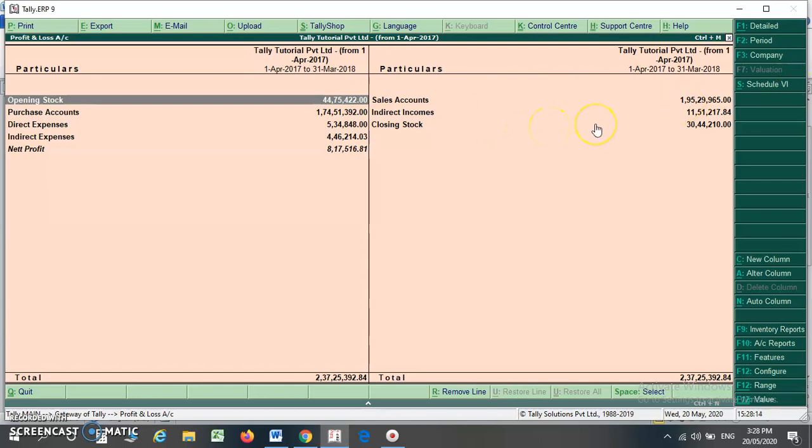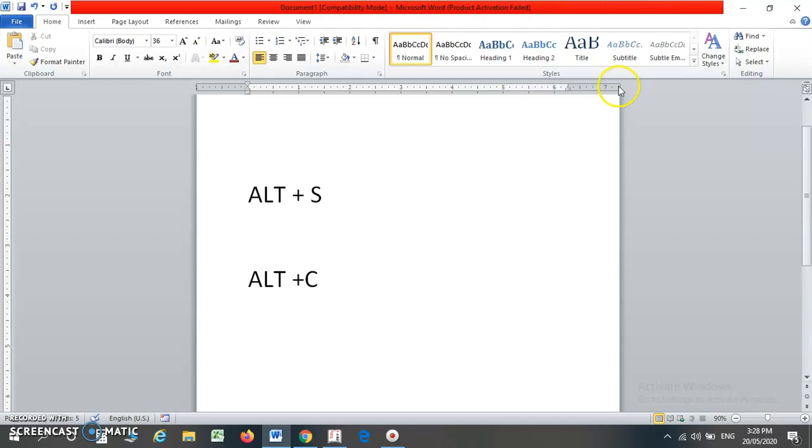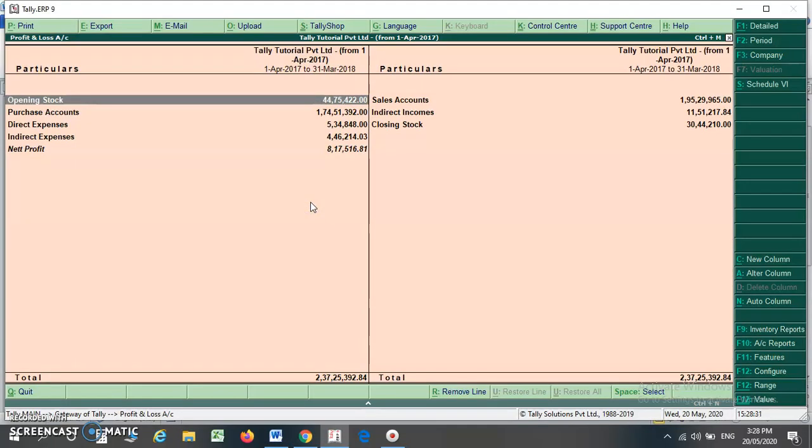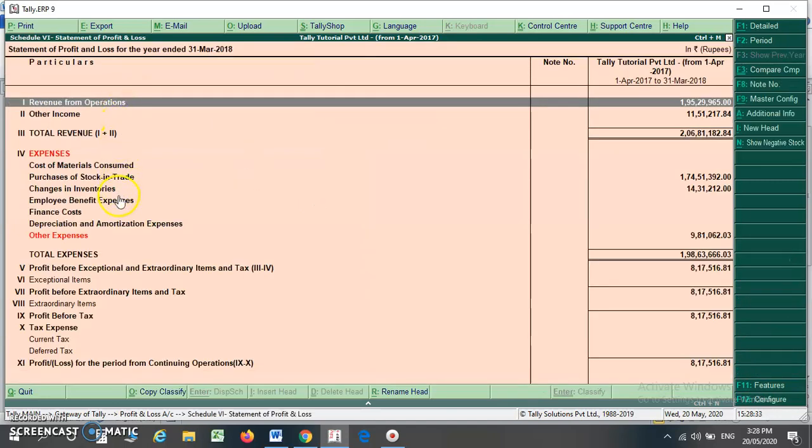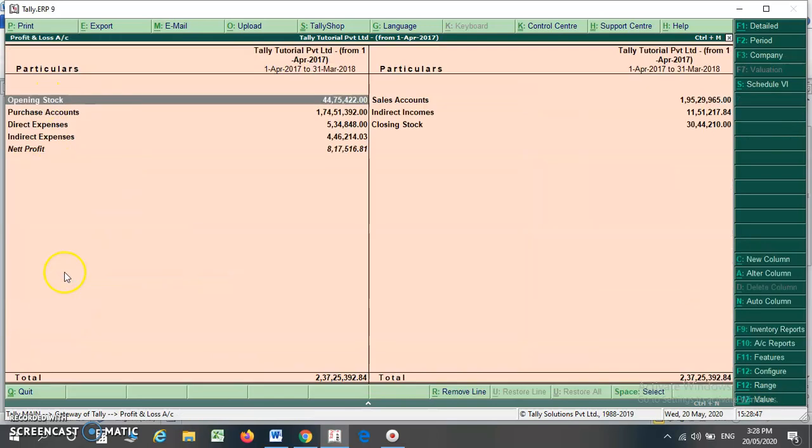Now suppose you want to see the profit and loss account as per a Schedule 6 format, then just press Schedule 6 from your right hand side or just press Alt plus S. You will find the Schedule 6 profit and loss account. This is the Schedule 6 statement of profit and loss account. This is our credit side item and this is our debit side item. That is, this is our revenue and this is our expenses.